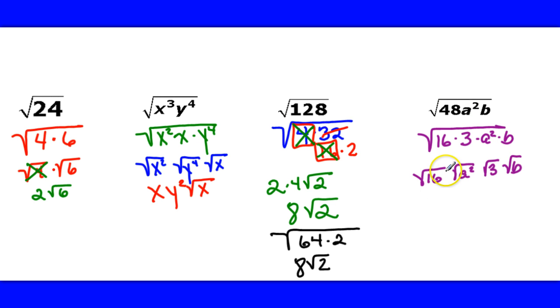Okay, here's what it looks like when you break it apart. The square root of this is 4. The square root of this is a. There is no square root of 3. There is no square root of b, so I will put them back underneath the radical sign together.